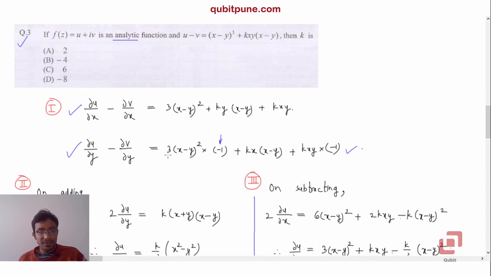Now what do the Cauchy-Riemann equations tell us? They tell us that partial u with respect to x is equal to partial v with respect to y, and partial u by partial y, or uy, is equal to negative vx. These are the Cauchy-Riemann equations, so we need to bring in these two equations now.